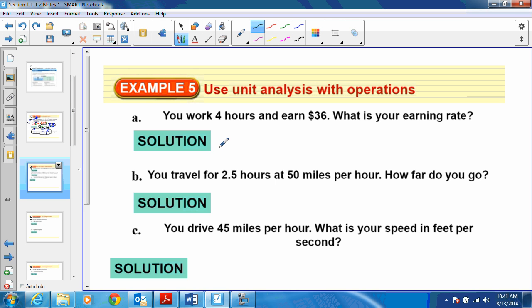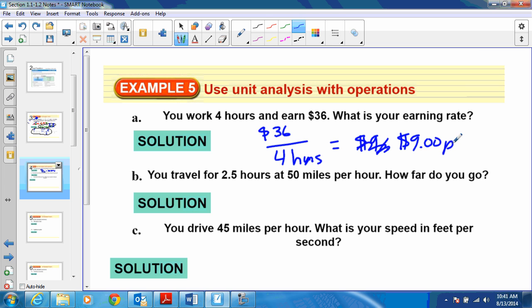Move to example 5. Unit analysis. You work 4 hours and earn $36. What's your hourly earning rate? Well, it's a pretty easy problem to do. It's just dollars per hour. You just put $36 over 4 hours, and 36 divided by 4 is 9, so you'd have $9 per hour. Okay.